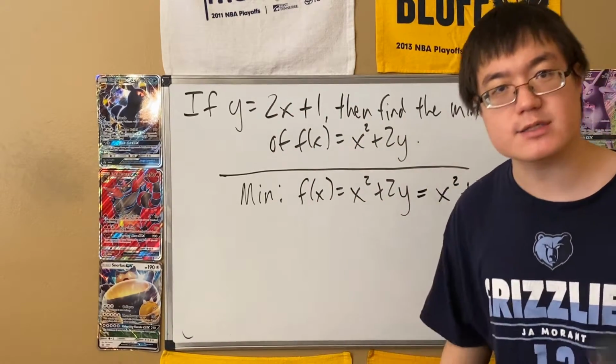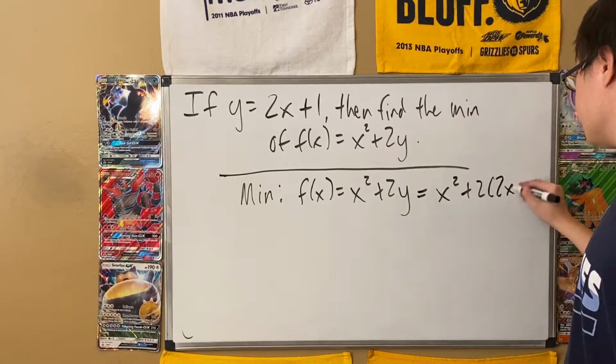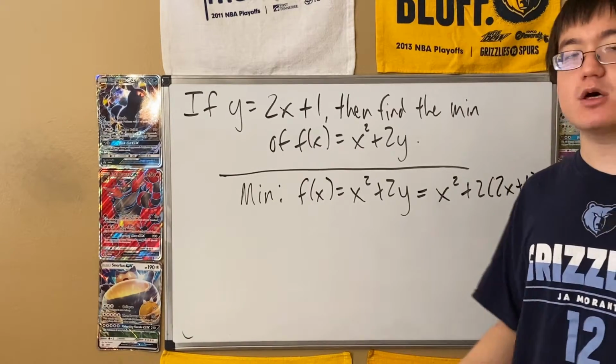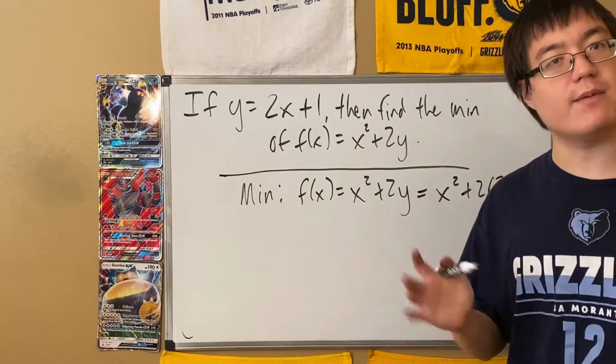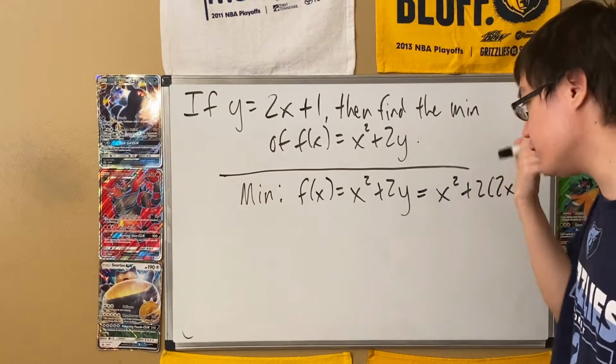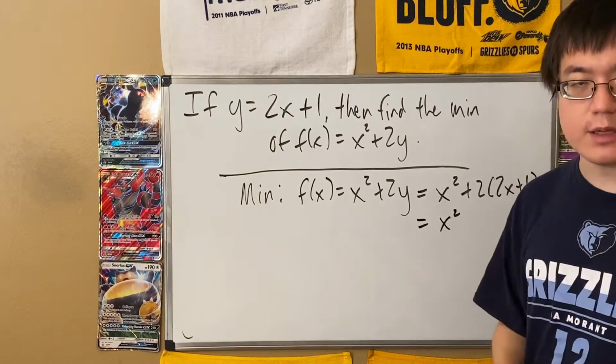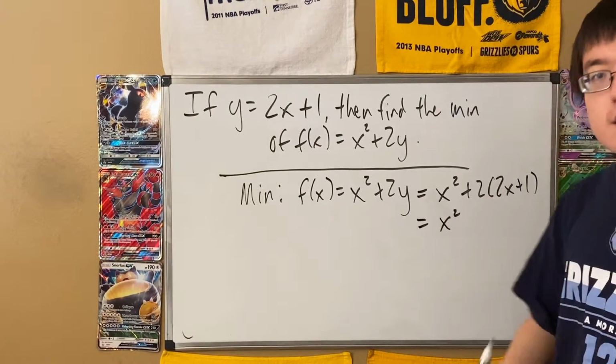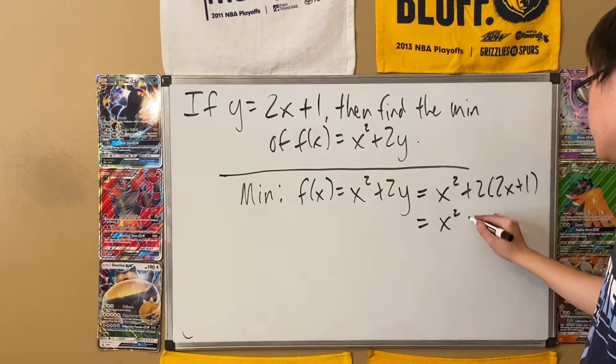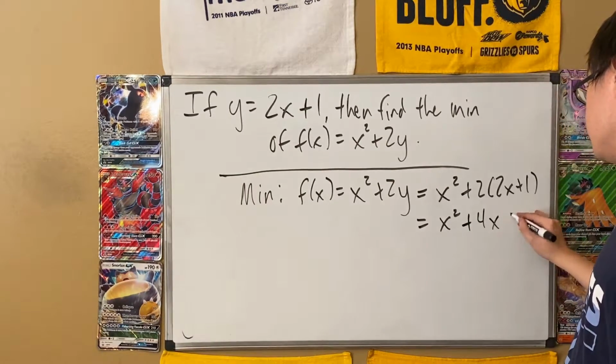Well, I know what y is. It's 2x plus 1. And notice that when I write this, now it's all in terms of x's, so I'm more comfortable, I'm more relaxed. This is sort of my comfort zone. So in this case, I'm going to just FOIL it a little bit, distribute a little bit, so that it's easier to take the derivative. So it's going to be x squared plus 4x plus 2.